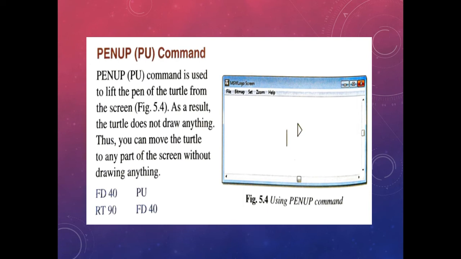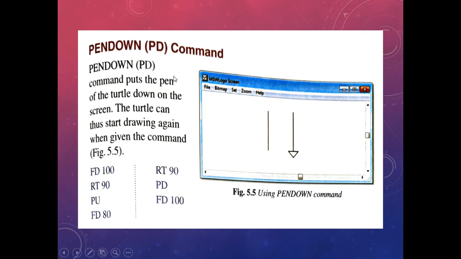Okay, after using the pen up command, we want the turtle to draw the line again. So that time we are going to use the pen down command. After the turtle has lifted the pen up and moved to the particular position, now we want the turtle to draw the line. After that we have to use the pen down command. The pen down command, that is in short PD, puts the pen of the turtle down on the screen. The turtle can thus start drawing anything when given the command. Okay, we will do it practically later on.